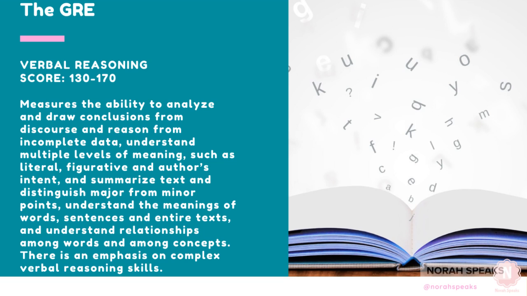The second portion is the verbal reasoning. This is a lot about reading, drawing conclusions, determining theme and multiple levels of meaning, and summarizing texts and major and minor points. This is all about the relationship and meanings of words.